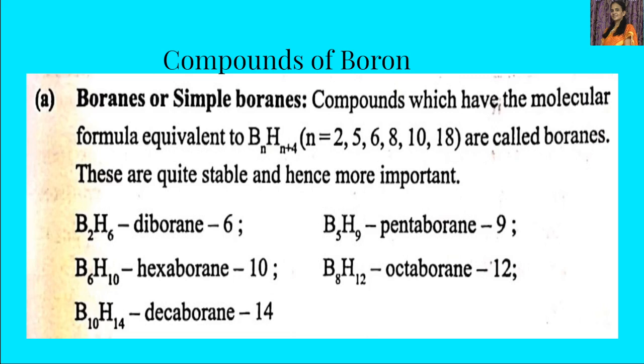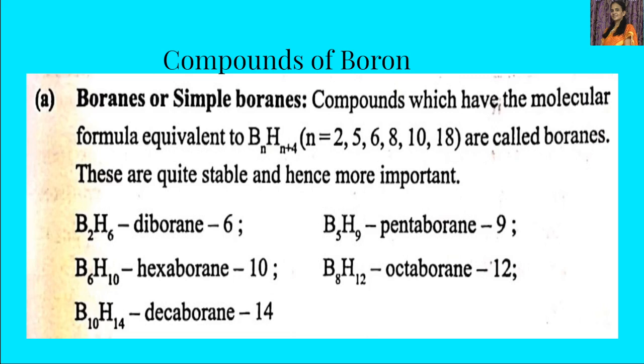See, the molecular formula B2H6, where n is equal to 2: B2H2+4, that is B2H6. Here B6H6+4, that is 6 plus 4 is equal to 10, B6H10. This one, B10H10+4, that is B10H14. Here, B5H5+4, that is B5H9. So B8H8+4, therefore B8H12.